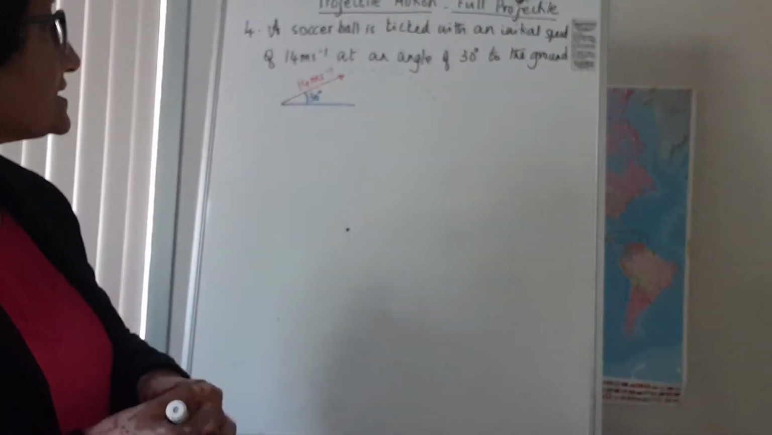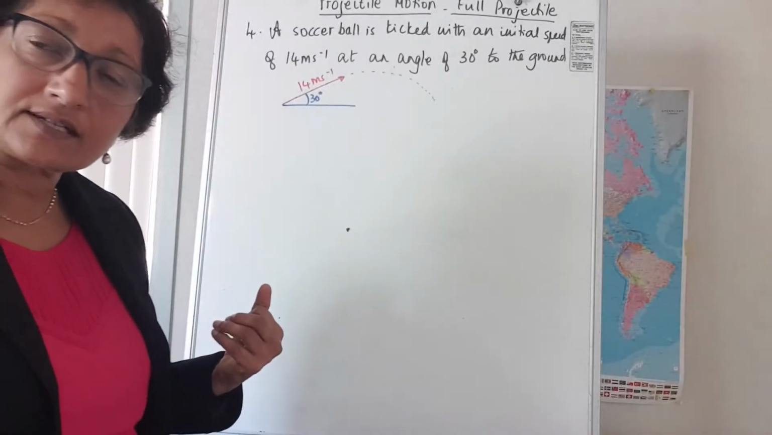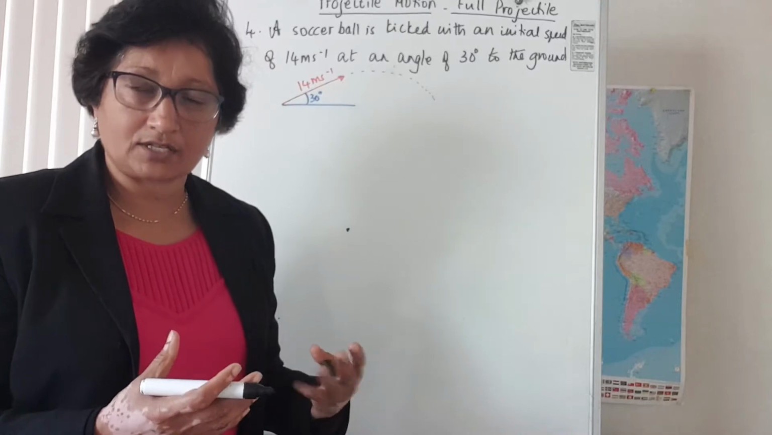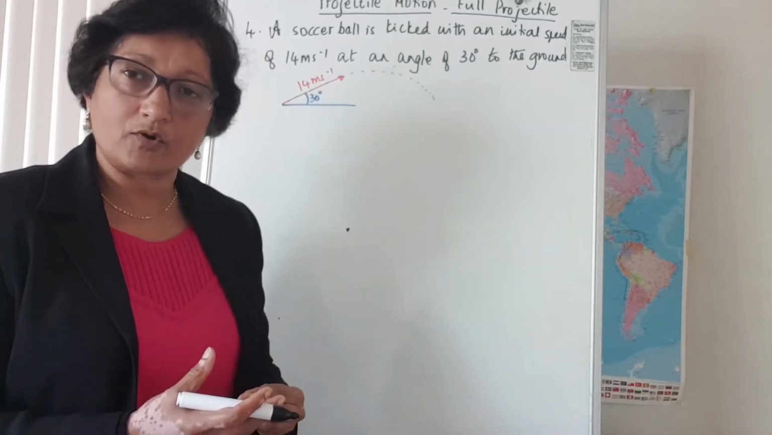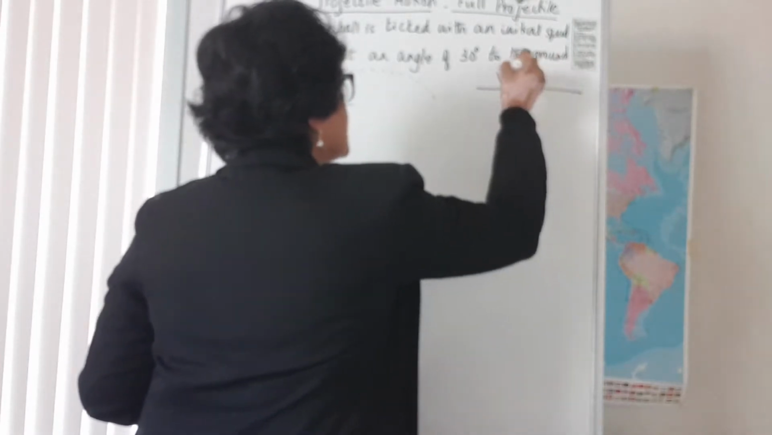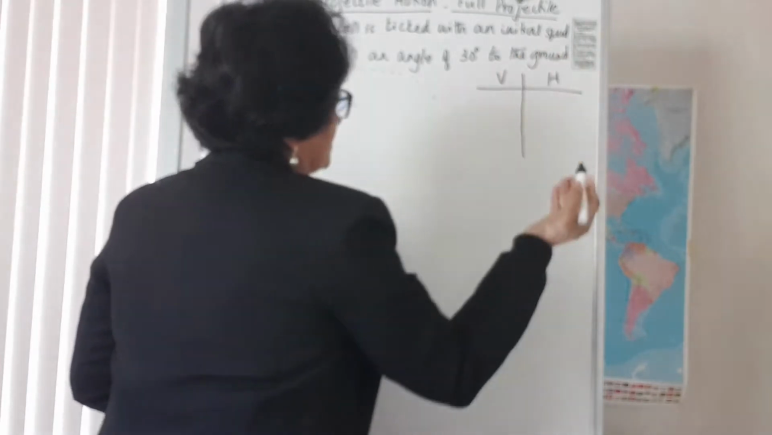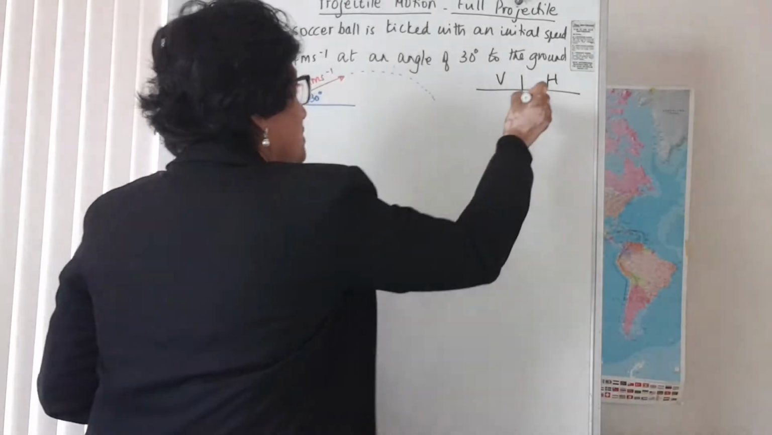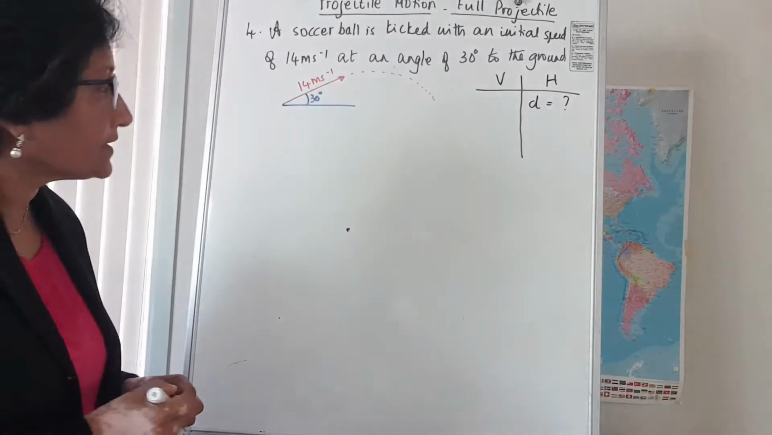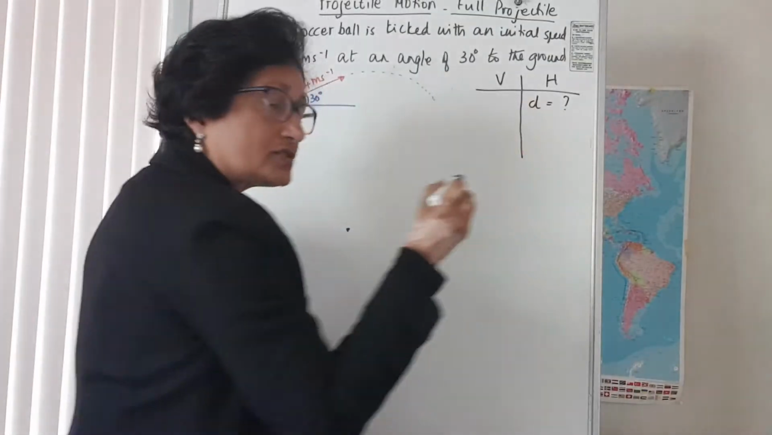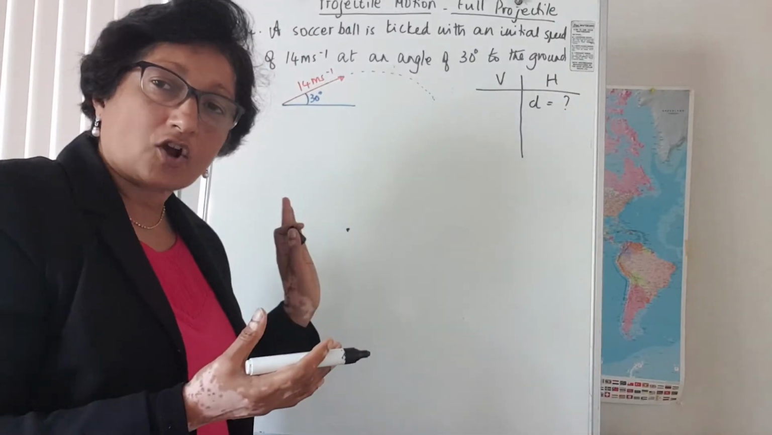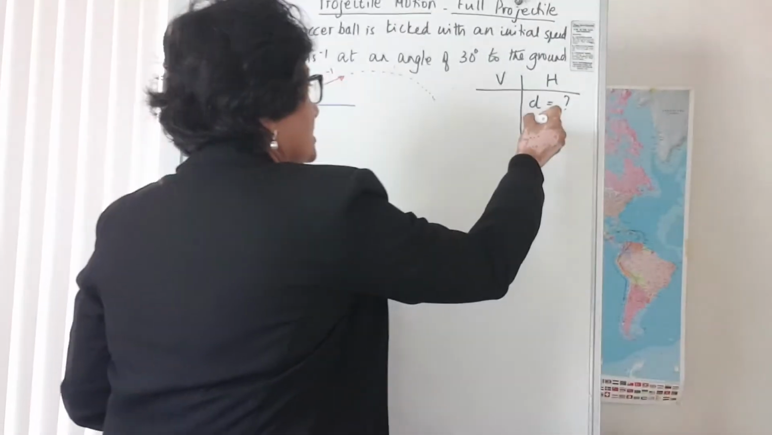Now, if you look at it, the range is actually the horizontal distance. So remember what I told you yesterday, we actually separate out the vertical and horizontal components. So I'm just going to draw that. This is your vertical component and that's your horizontal component. So what do we have to find out? We have to find the horizontal distance traveled. In order to find the horizontal distance traveled, we need to know what is the constant horizontal velocity.